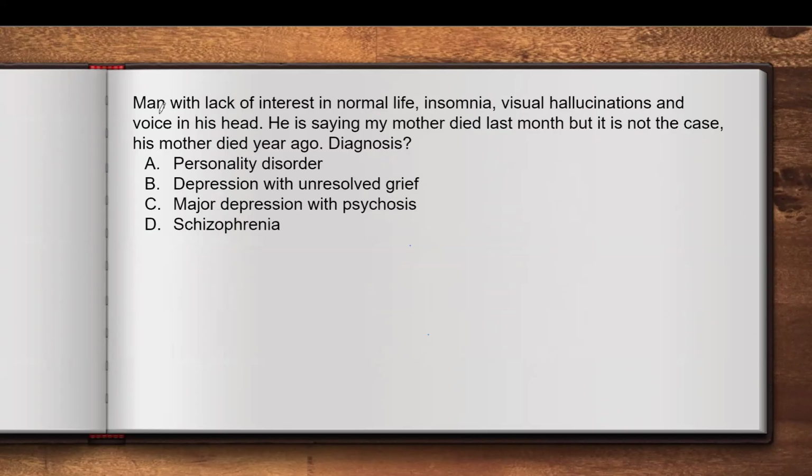So the next question is: a man with lack of interest in normal life, insomnia, visual hallucinations, and a voice in his head. He's saying my mother died last month, but it is not the case. His mother died a year ago. So what's the diagnosis? Personality disorder, depression with unresolved grief, major depression with psychosis, or schizophrenia.